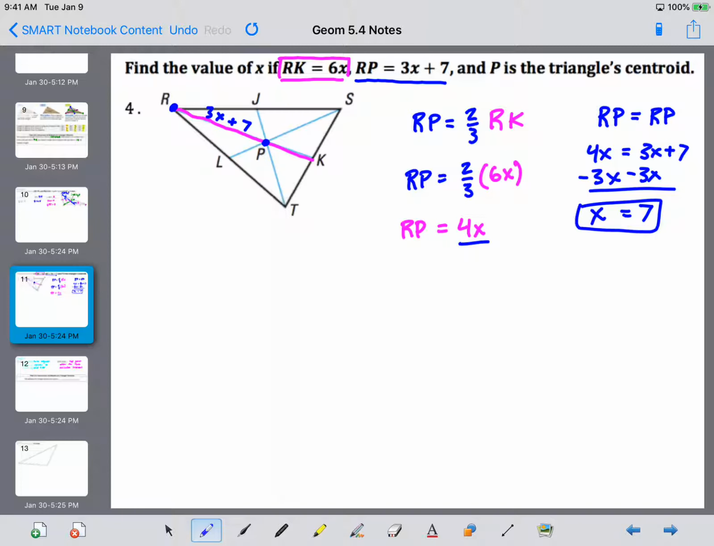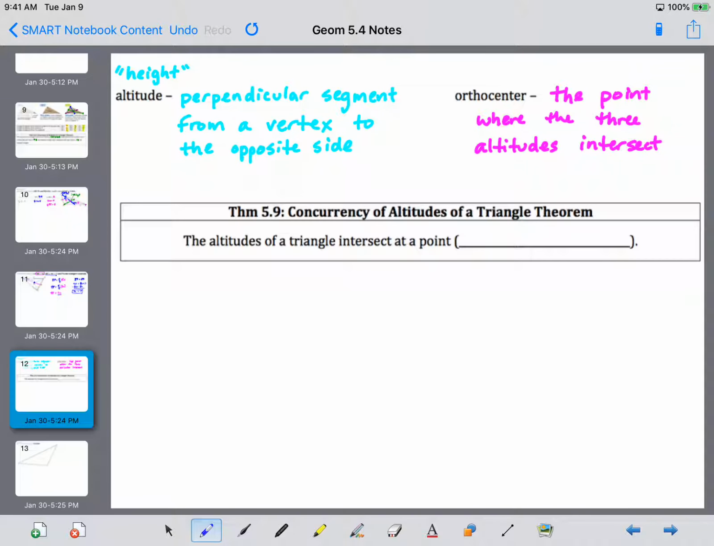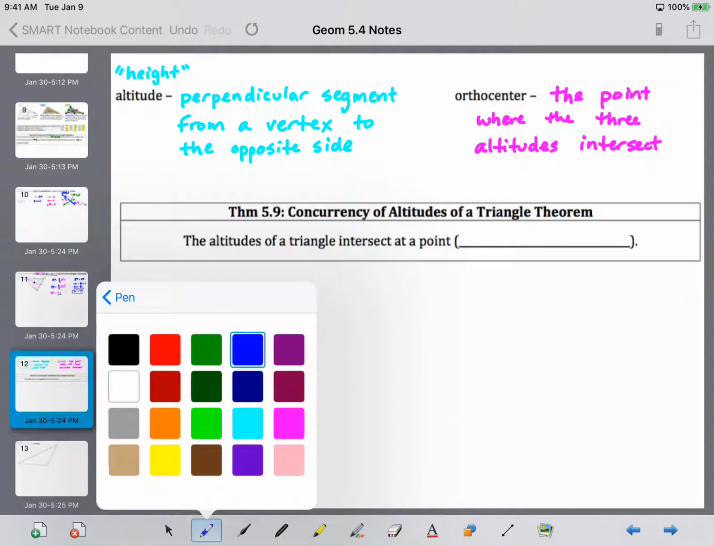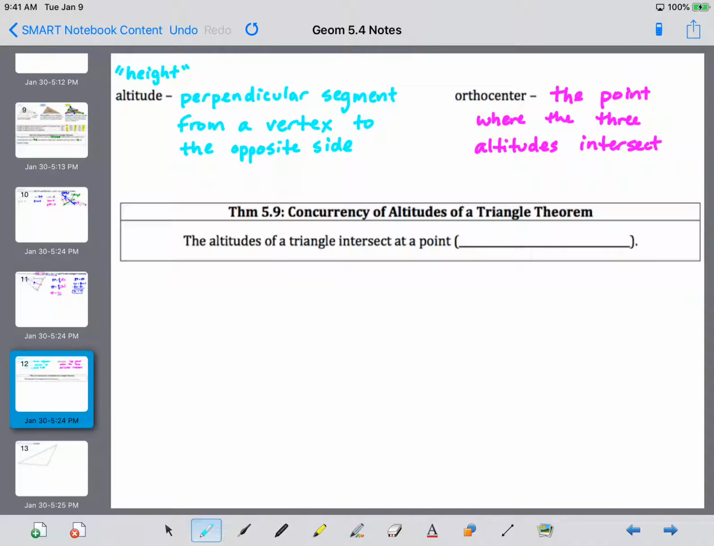All right, we're going to learn about one more thing, and that is the altitude and the orthocenter of a triangle. The altitudes are just like the height. So if you want to pause for a moment and jot these down, then we can talk about them for a little bit. Okay, so again, altitude, height. And that is just the perpendicular segment from a vertex to the opposite side. So if you had a triangle, for example, this would be an altitude. It's kind of just like how tall it is. So that's an example right there.